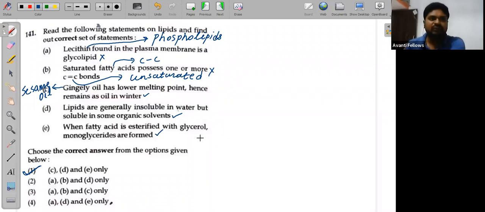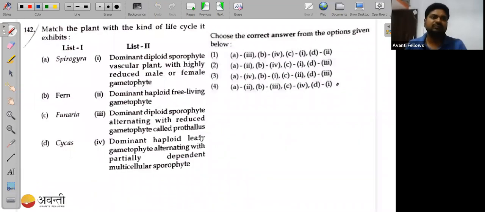Okay. Moving forward, next question. So here you can see the different life cycles. यहाँ पर हमें different life cycle देखने को मिल रहा है. And here you can see the different plants, different types of plants, and you can see in list 2 they have different types of life cycles. So you want to match the things. यहाँ पर हमें चीजों को match करना है.